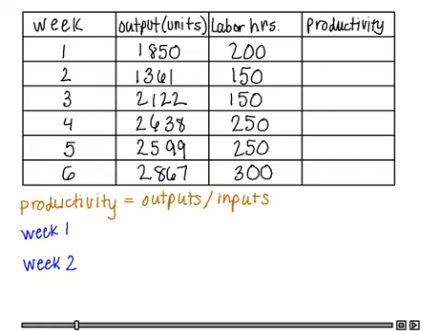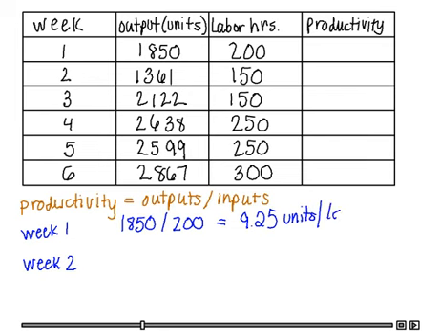So the first thing we're going to do is look at week 1, and our output in units is 1,850. So for the entire week we produced 1,850 units, and for that week there were 200 labor hours worked. So if we divide those two, we come up with a productivity of 9.25 units per labor hour. So 9.25.